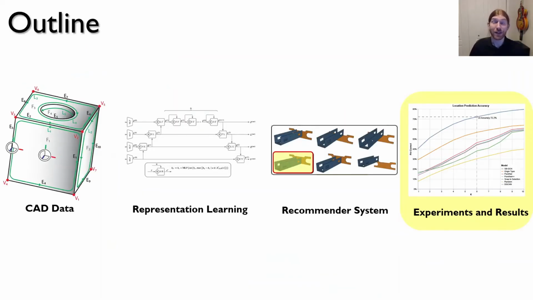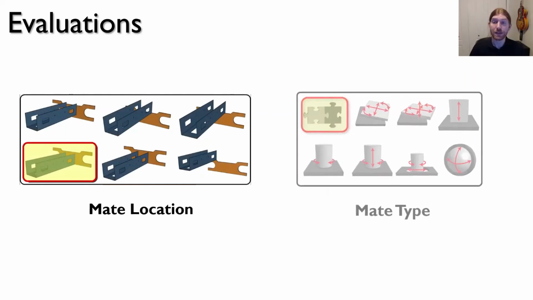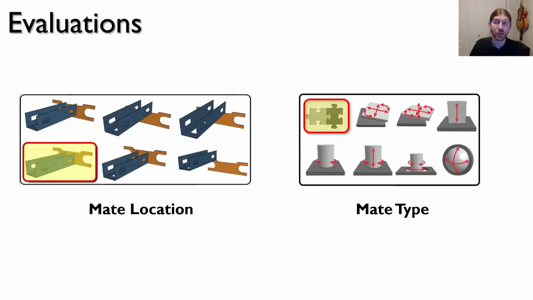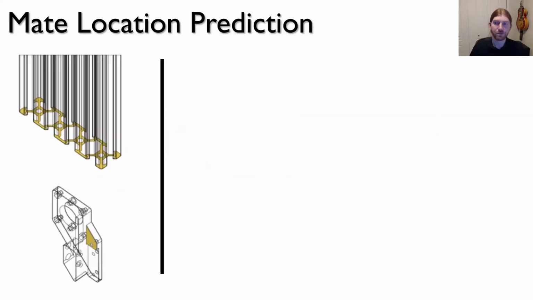Let's look at how we evaluated the system. We split our evaluations into two different tasks, since we make two different types of predictions in our system. Mate location, which predicts the mating coordinate frames given two parts and faces, and mate type, predicting the type of articulation given a ground truth mate location. We will first look at some quantitative metrics, then subjective evaluation of expert CAD users. Let's start with mate location.